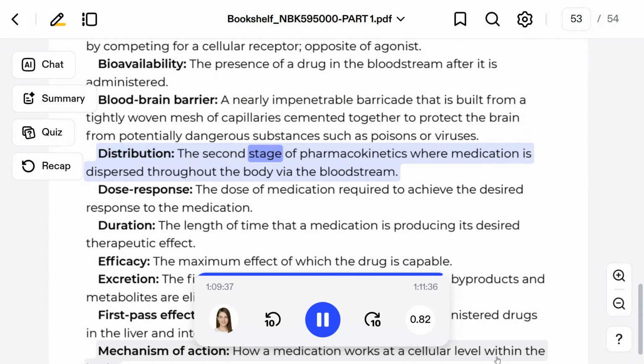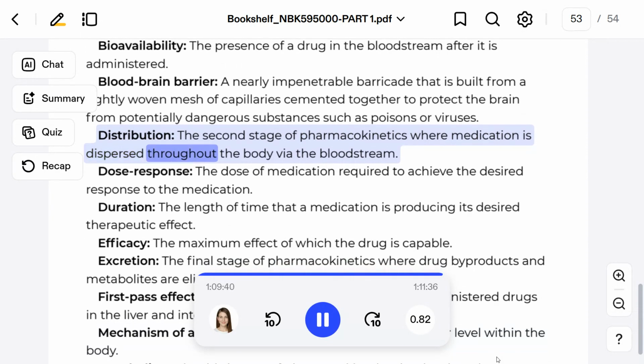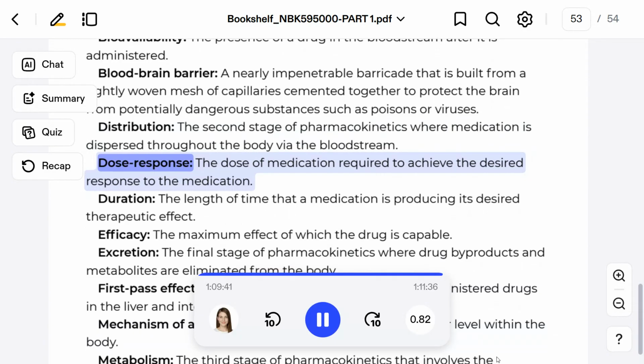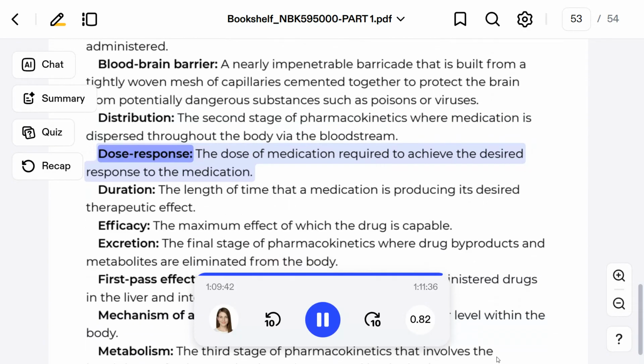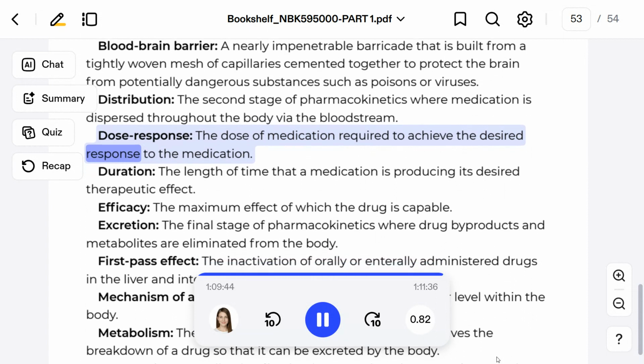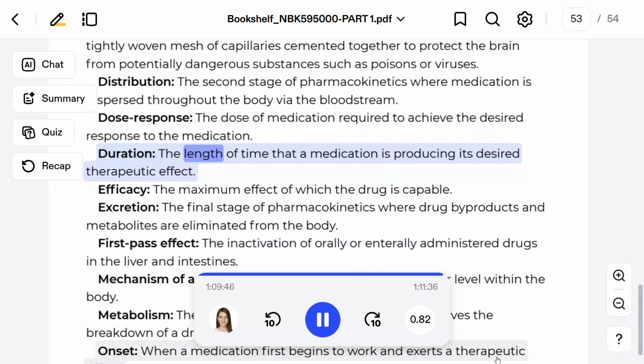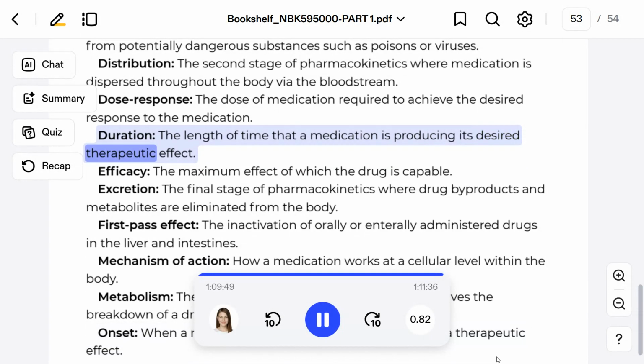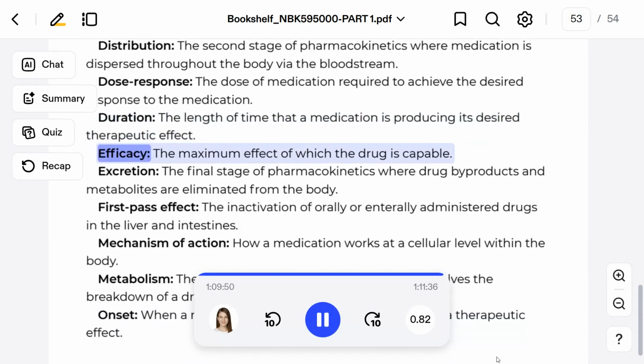Distribution, the second stage of pharmacokinetics where medication is dispersed throughout the body via the bloodstream. Dose response, the dose of medication required to achieve the desired response to the medication. Duration, the length of time that a medication is producing its desired therapeutic effect. Efficacy, the maximum effect of which the drug is capable.